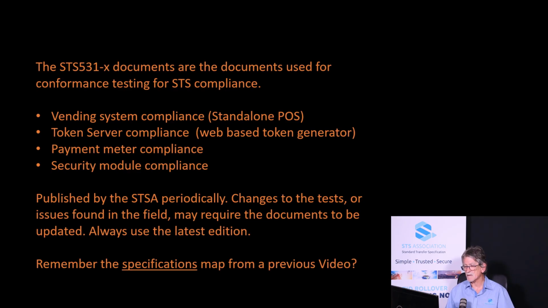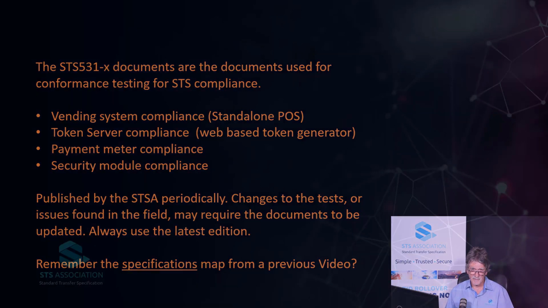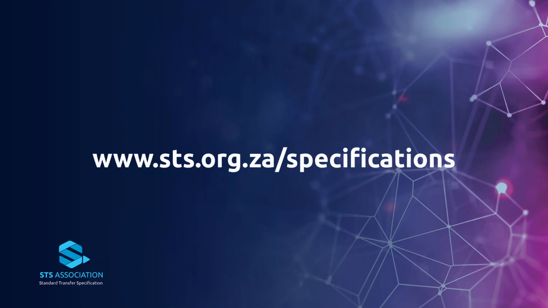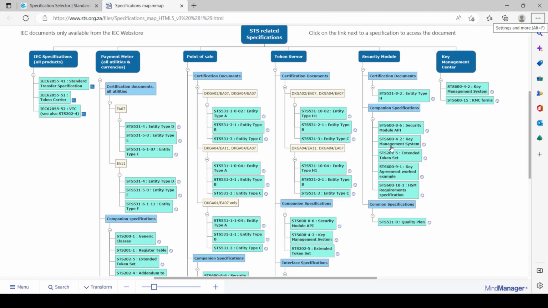You may remember the specifications map from a previous video. There it is. Essentially, this is a document that shows you all specifications related to STS. On the far left, you have all the IEC specifications, and that's the 62055, 41, 51, and 52. Those are only available from the IEC web store and not downloadable from the STS website. The second column shows you all specifications relating to a payment meter for all utilities and currencies.